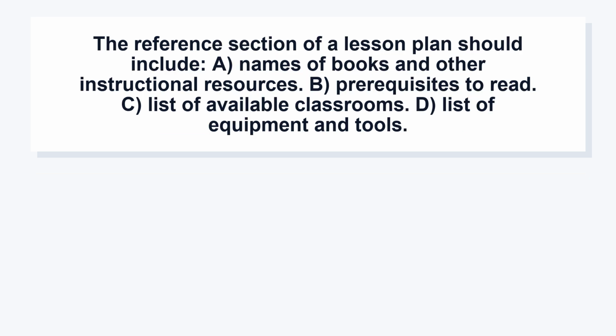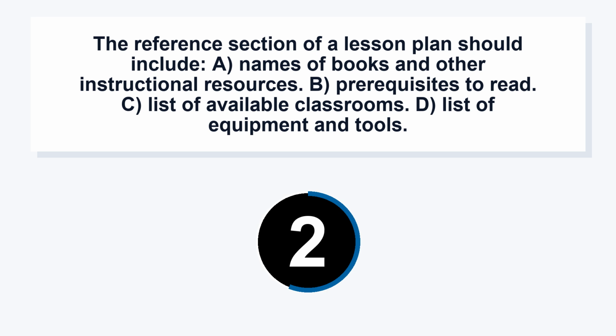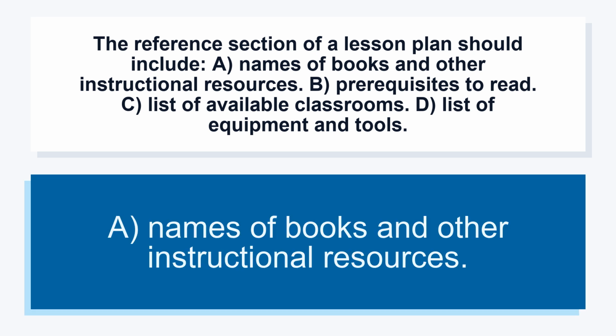The reference section of a lesson plan should include A. Names of books and other instructional resources, B. Prerequisites to read, C. List of available classrooms, D. List of equipment and tools. A. Names of books and other instructional resources.